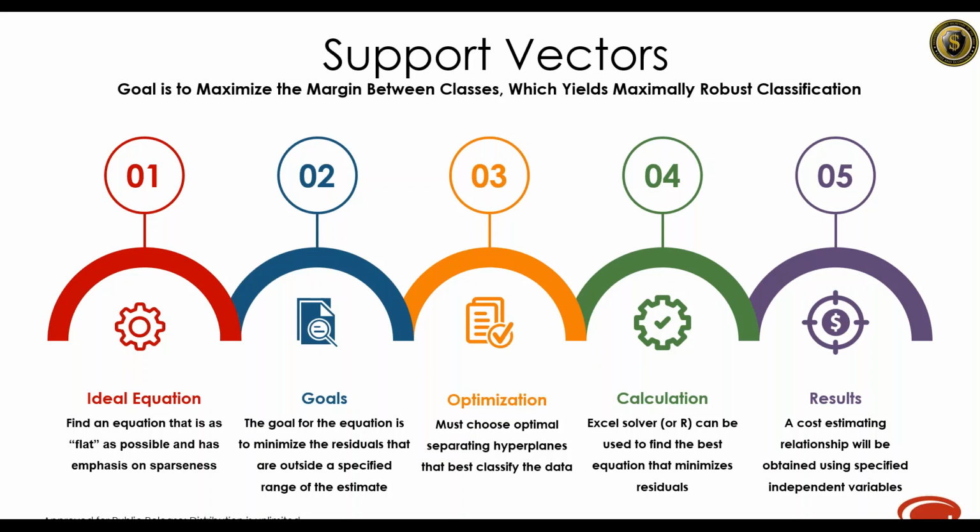So our goal with support vector machines is to find an equation that's as flat as possible. That means your coefficients are as small as possible. You want to minimize the residuals that are outside a specified range of the estimate. And then you want a hyperplane with the greatest possible margin between each group. And so with that, it's focusing on trying to group the data points with the most like points.